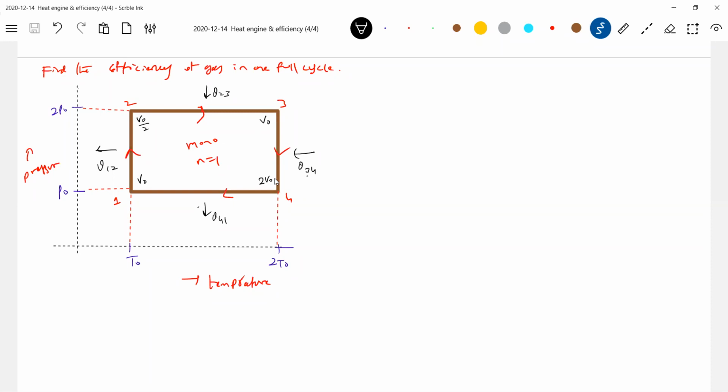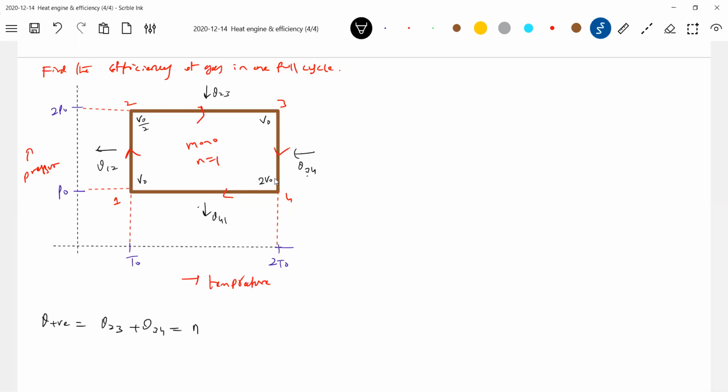Okay, let's go for efficiency. First, we'll calculate efficiency. What do you suggest here? Net work done. Then again coming to Q positive instead. I do prefer to go for Q positive, Q negative. So what is Q positive now? Where all is it absorbed? In which processes is it absorbed: Q23 and Q34. So what is Q23?